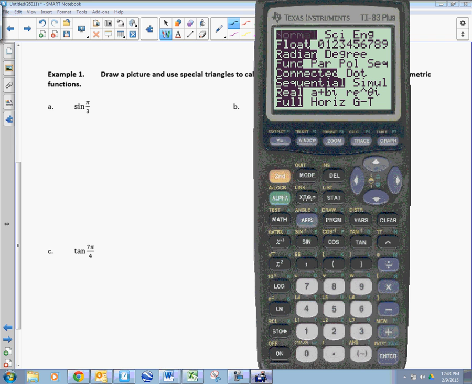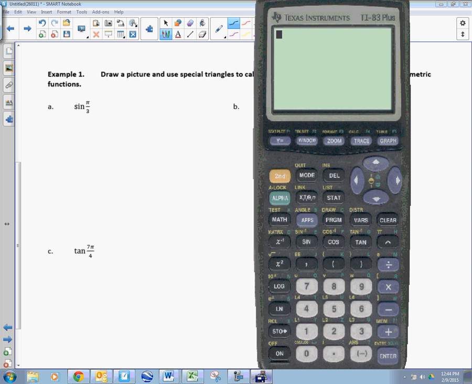So go into mode, and are you at radians or degrees? Okay, move it over to radians. Just enter on radians. And then watch what happens here, okay? I look at the sine of pi over 3, and I say it's the square root of 3 over 2. Take the sine of pi divided by 3. And look at what you get.